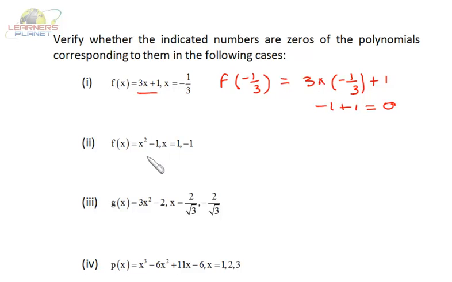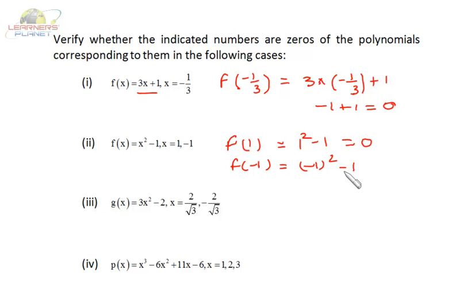Okay. Now similarly in this question, we have to check at x is equal to 1 and minus 1 both. So first of all, I take x is equal to 1. So f1 is equal to 1 square minus 1, that is 0. That means 1 is a factor, or we can say root or 0 of this polynomial. Okay. I'm sorry, x minus 1 is a factor, or we can say 1 is 0 or root of this polynomial. Now suppose I check x is equal to minus 1, then it is minus 1 whole square, minus 1.